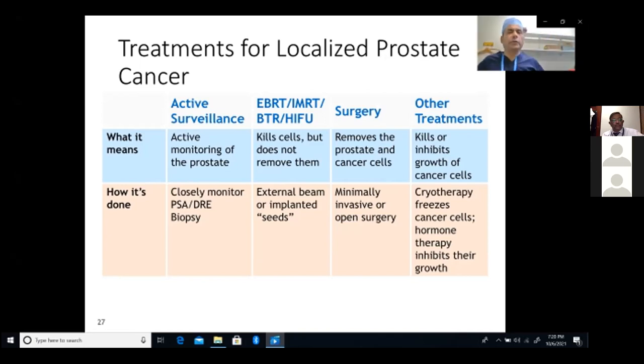And if the MRI scan shows abnormality, then we offer repeat biopsies of the prostate. And then the other options are that if the patients have intermediate or high grade cancer, then they are candidates for external beam radiotherapy, then IMRT, intensity modulated radiotherapy.